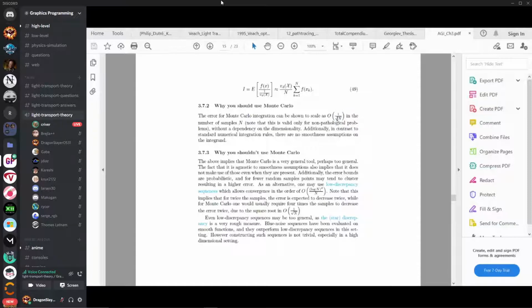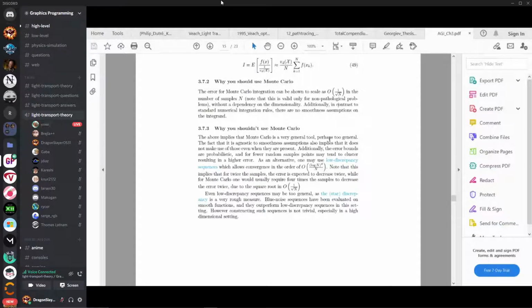The other nice thing is that typical integration rules assume your integrand is smooth or has derivatives, continuous derivatives, etc. Monte Carlo doesn't assume anything like that. It just takes random samples and everything's fine. But at the same time, because it's so general, it doesn't make use of such smoothness if it is present.